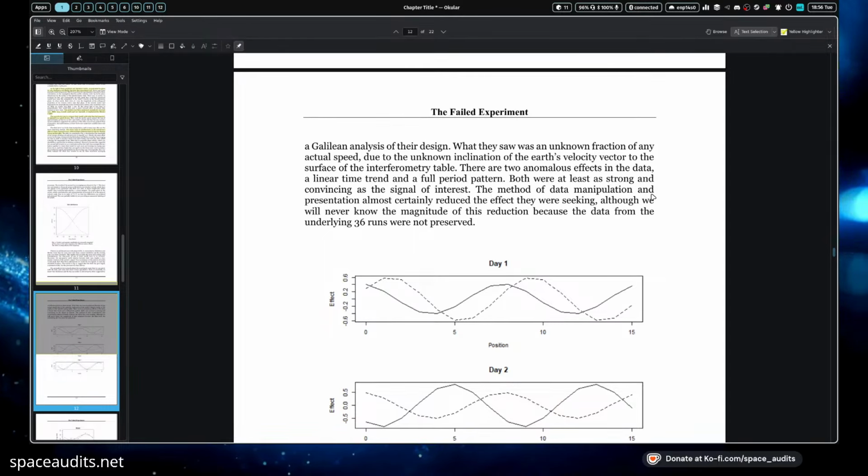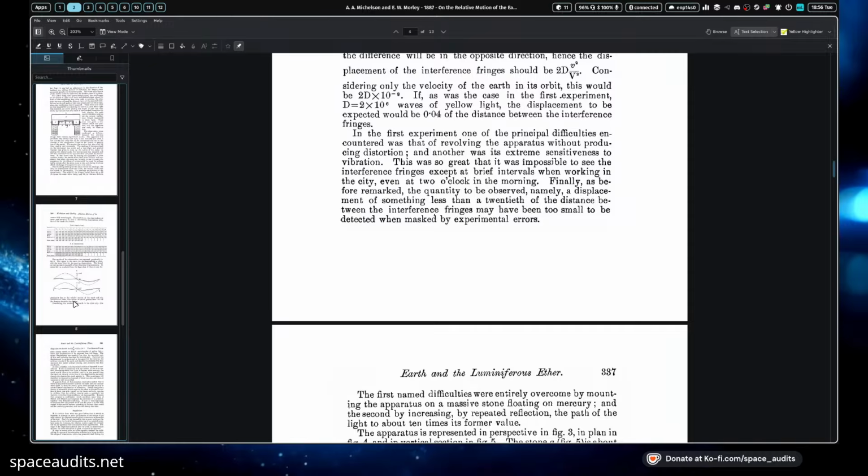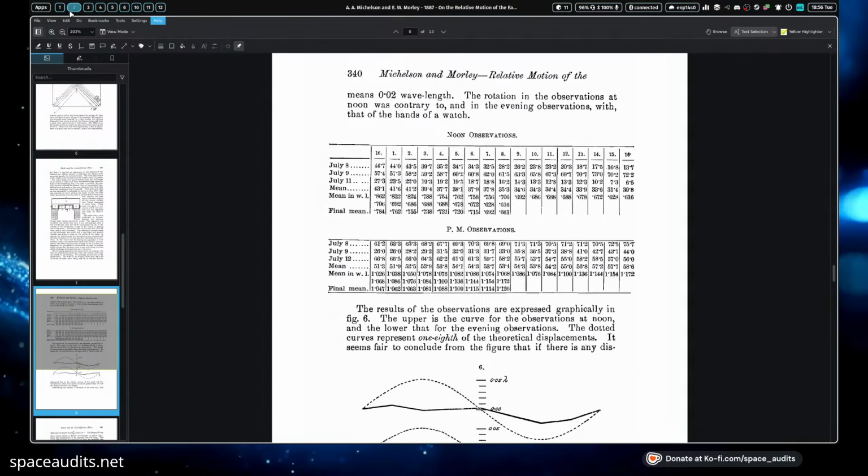The method of data manipulation and presentation almost certainly reduced the effect that they were seeking, although we will never know the magnitude of this reduction, as the data of the underlying 36 runs was not preserved. So yeah, I remember Bennett talked about that, that the actual full data set was destroyed, and we only get this truncated version, averaged and smoothed.